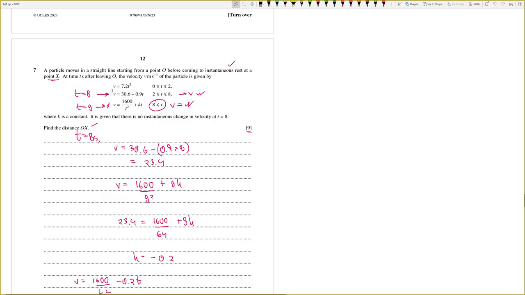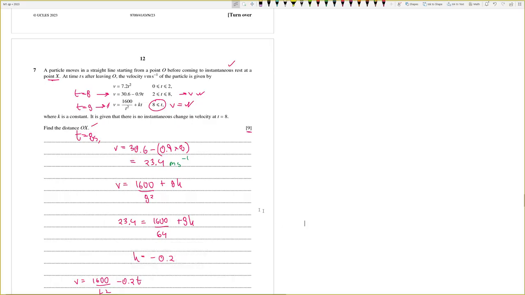I'm going to input t equals 8 over here in the second phase equation. I get a value of 23.4 meters per second. Now I can also input t equals 8 over here. So I actually get 1600 by 8 square, which is 1600 by 64 plus 8k. Now the value of the velocity at the end of the second phase, 23.4, will be equal to the initial velocity of the third phase, which is this 1600 by 64 plus 8k, equal to 23.4. And after you solve this equation, you get a value of k equal to minus 0.2.